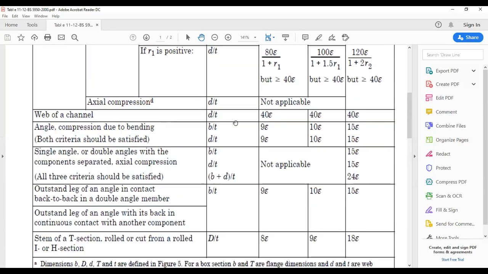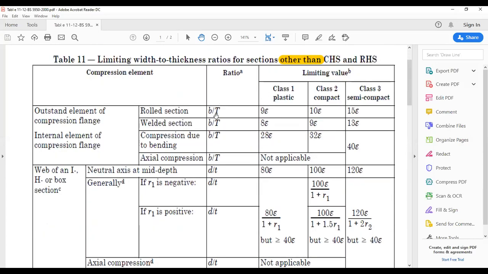So you have to find that ratio, which is B divided by T. And make sure you really know your section, whether it's rolled or it is welded. If it is a welded section, then the ratio between the flange width and flange thickness should not exceed 8 multiplied by epsilon for a section to be classified as plastic in terms of its flange. Right?